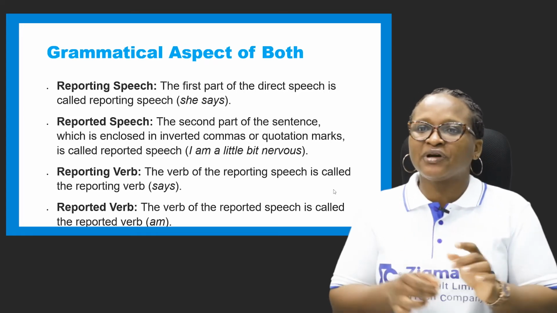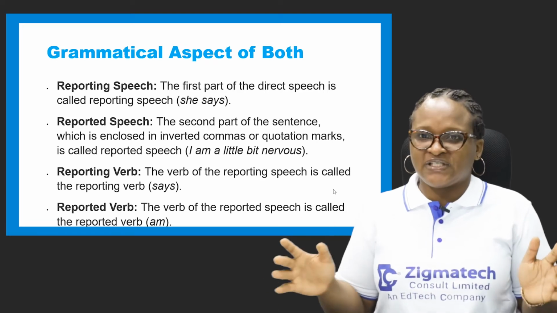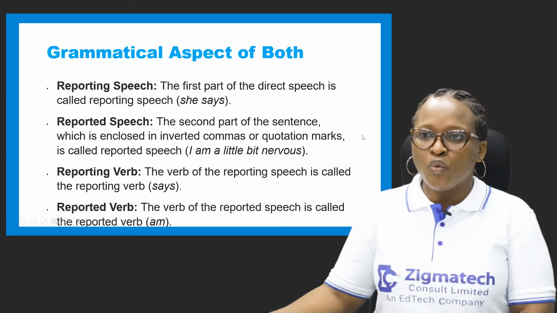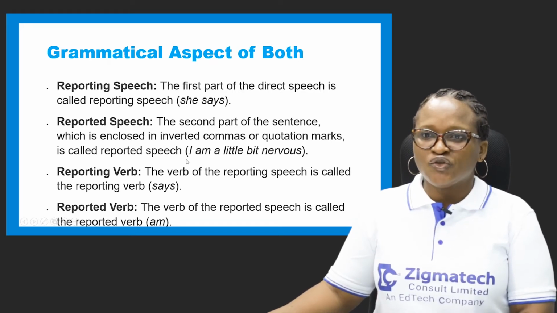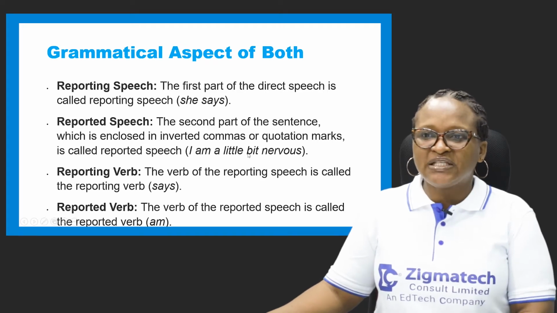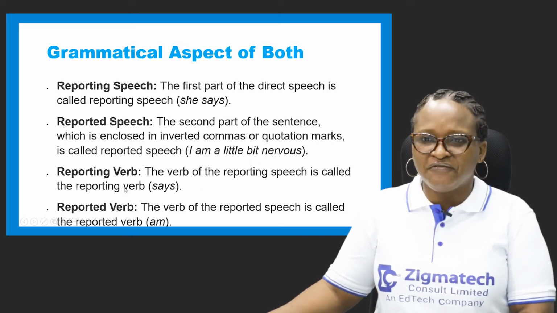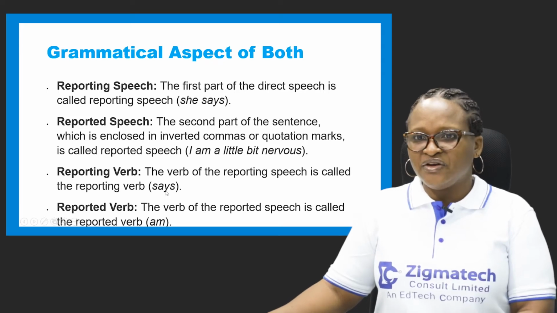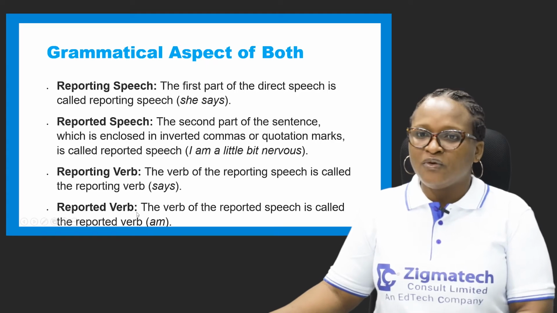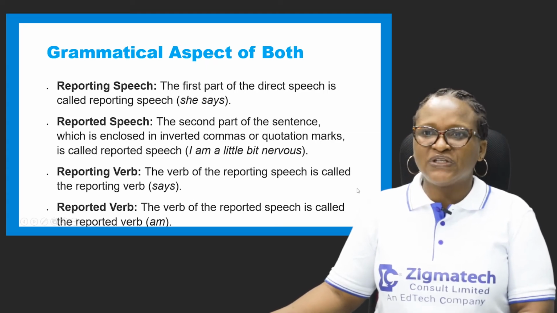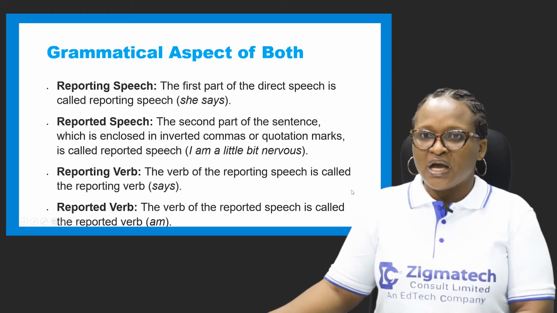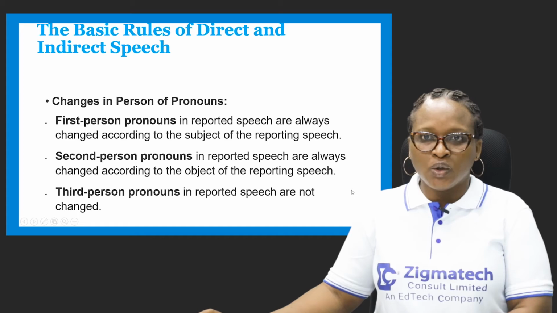After she says, you have the reported speech. The second part of the sentence, which is enclosed in inverted commas or quotation marks, is called the reported speech: I am a little bit nervous. Then you have the reporting verb, which is says. Then finally, you have the reported verb, which is am. These things are very important because they are the key things we have to get abreast with as far as direct and indirect speech are concerned.